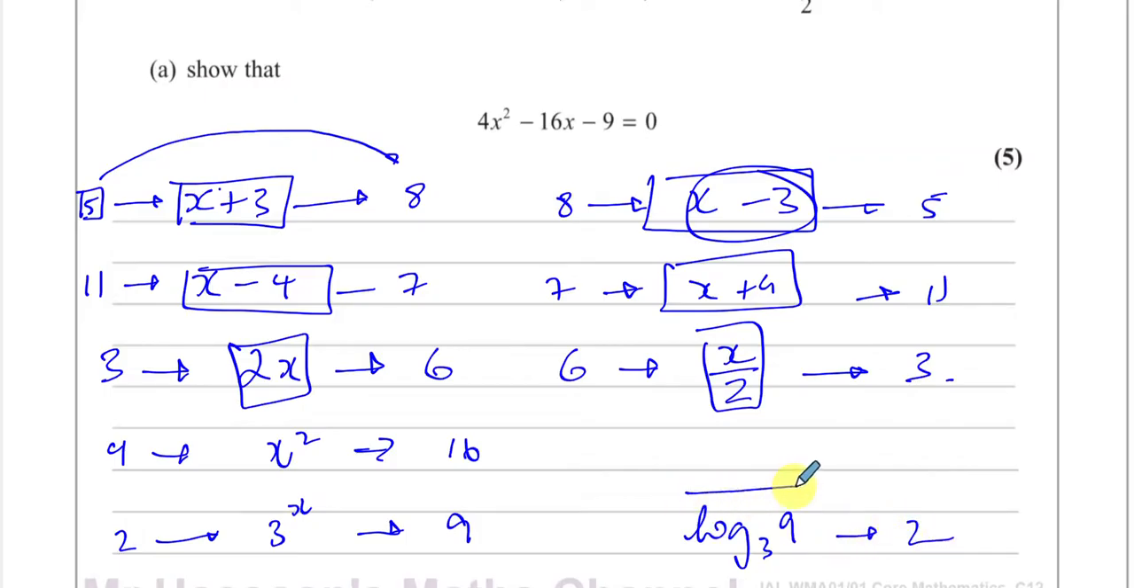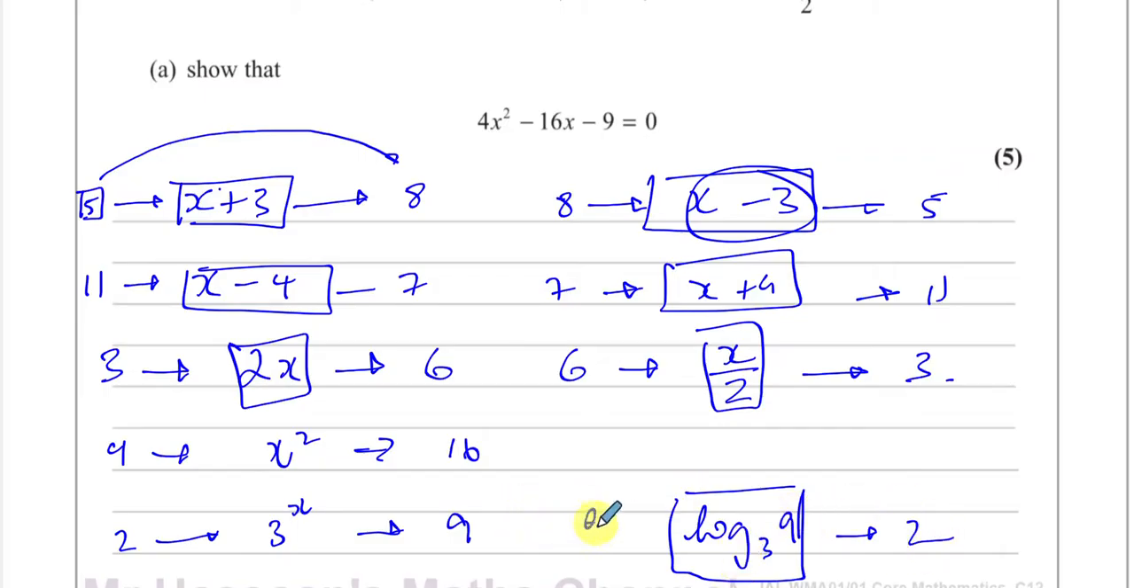So the log function exists to be the inverse of when you have the input in the power. So 3 to the power of 2 is 9. So log to the base 3 of 9 is 2.